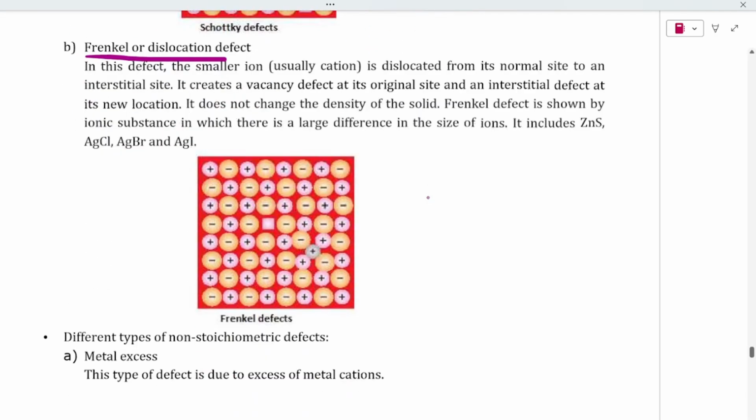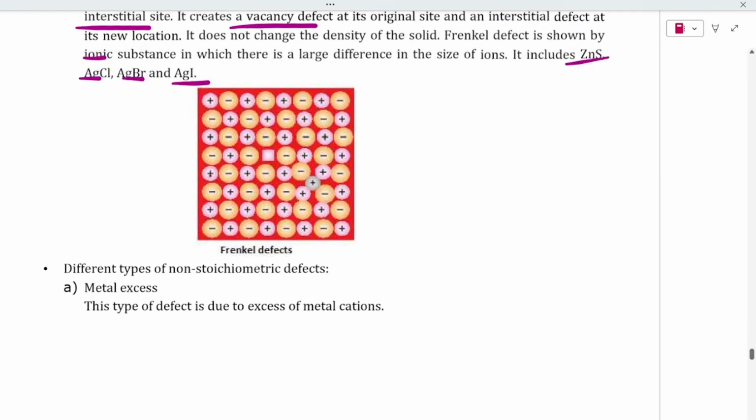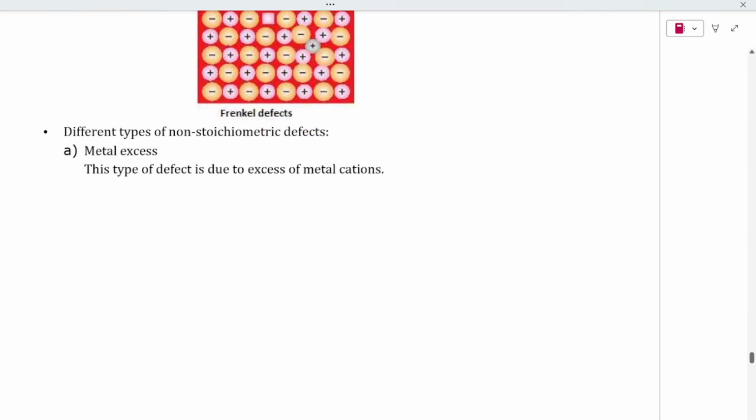In the Frenkel defect, it will be different. The ion moves to an interstitial site, and this is also a vacancy defect, and this is shown by ionic substances like AgCl, AgBr, AgI, that is iodide. And next, if you see here, it is the same effect. It does not change the density, no change in the density. It will occupy the interstitial site.